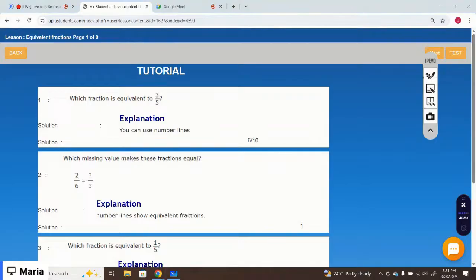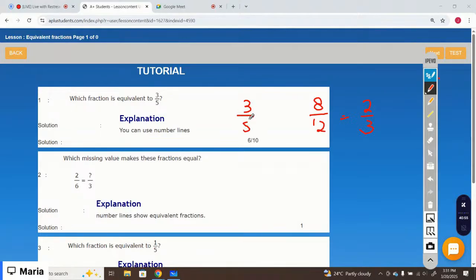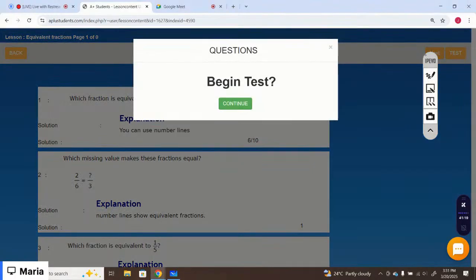So the one we are given is 3 over 5. The equivalent fraction is found by multiplying the numerator and denominator by the same number. There are so many numbers, so for one fraction there are so many equivalent fractions, right? 3 times 2 is 6 and 5 times 2 is 10. That is 6 out of 10. Let's just start with the test questions.